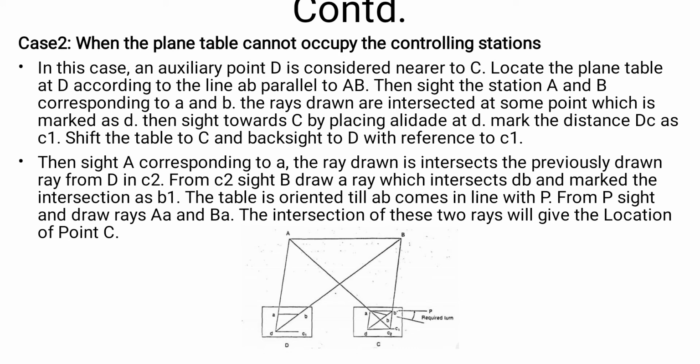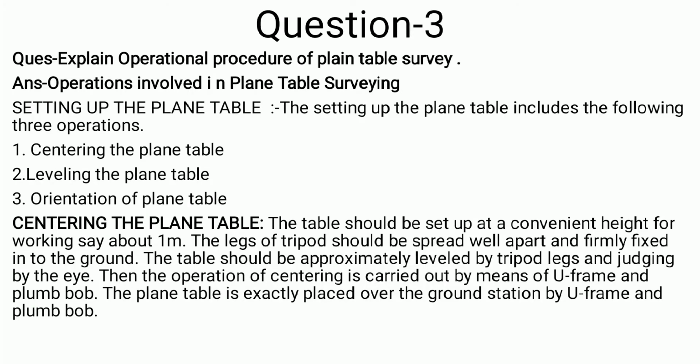From C2, sight capital B, draw a ray which intersects small db and mark the intersection as B1. So the question is: explain the operational procedure of plane table survey. Answer. Operations involved in plane table surveying. Setting up the plane table.